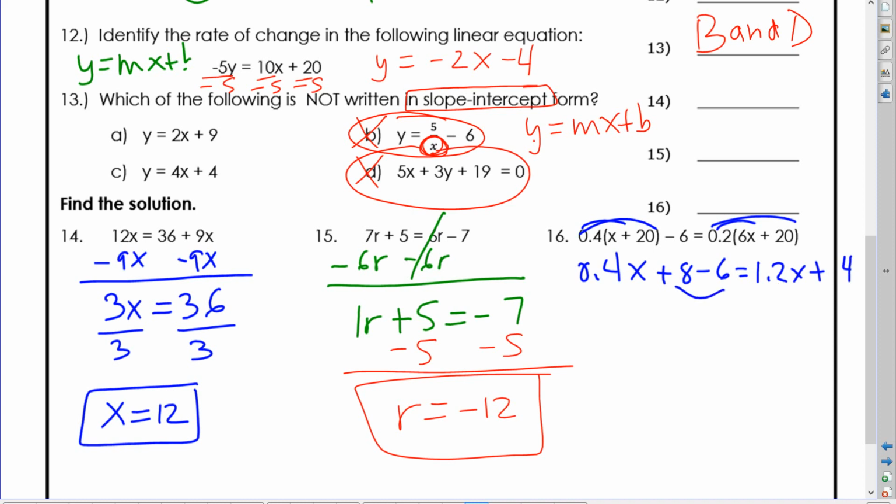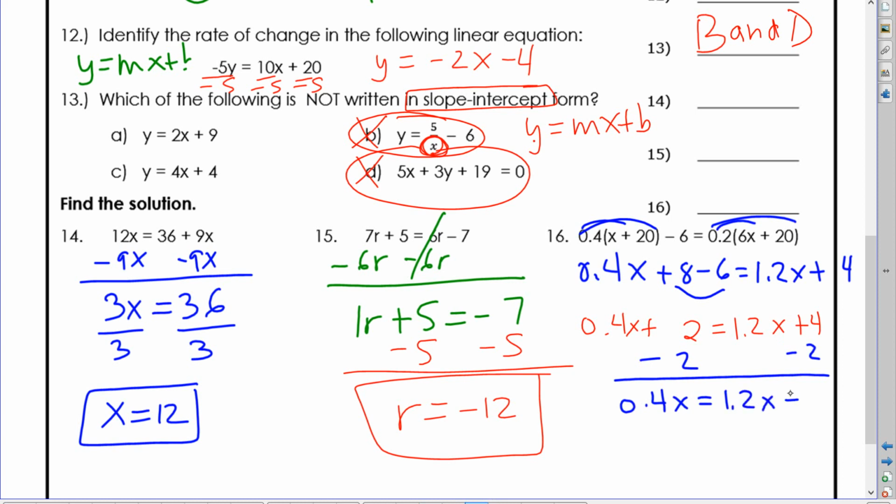These are like terms on the same side, so I'm going to combine them together to get a 2. But everything else will stay the same. I think I'm going to subtract 2 from both sides. And now this is the side that has too many terms, so I have to subtract 1.2x. Let's see what I get.